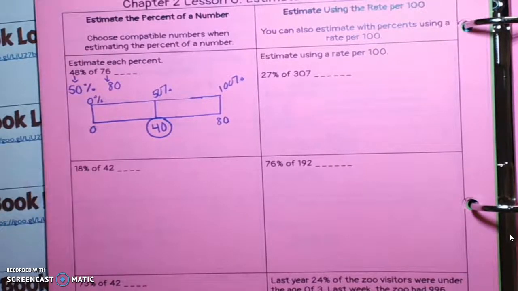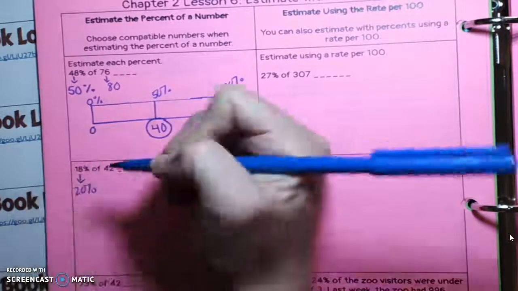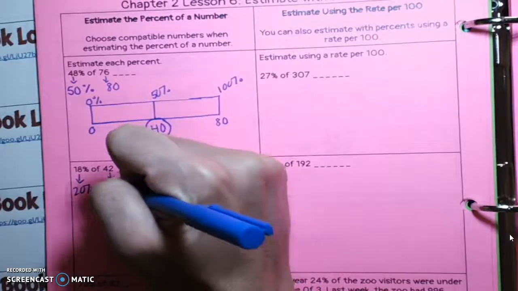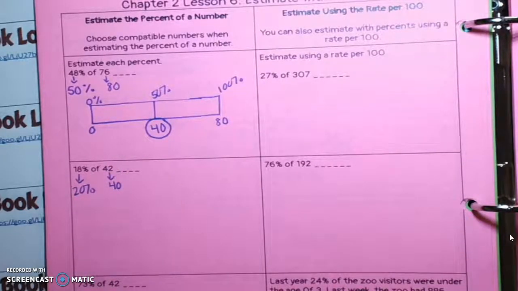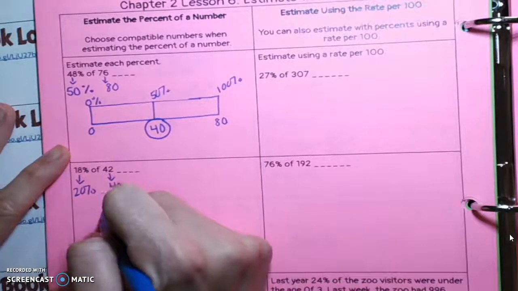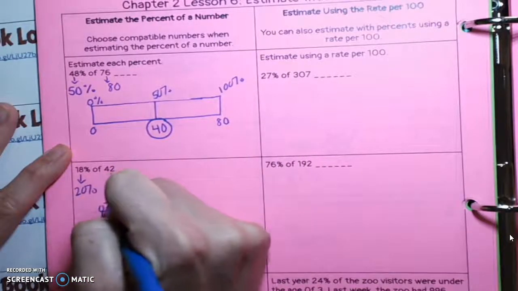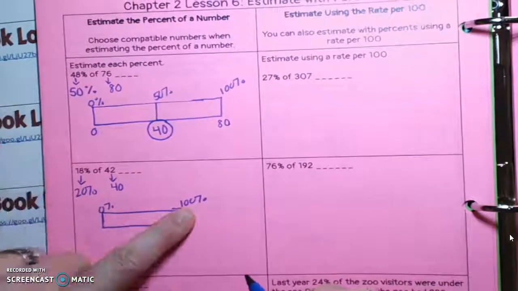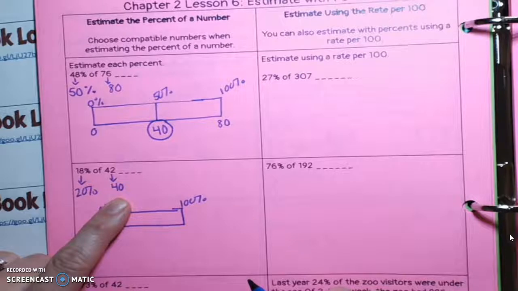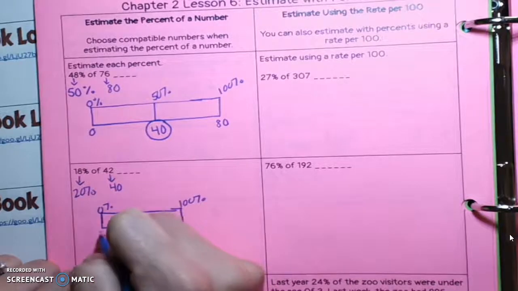Okay, our next one is 18% of 42. So 18 is pretty close to 20. And 42 is close to 40. Because I know that 20 can go into 40 pretty easily, and we want to make sure that happens. So we're going to draw our bar. 0%, 100%. At 100%, we would be at 40. So we're going to write 40 right here. And at 0%, we'd be at 0.